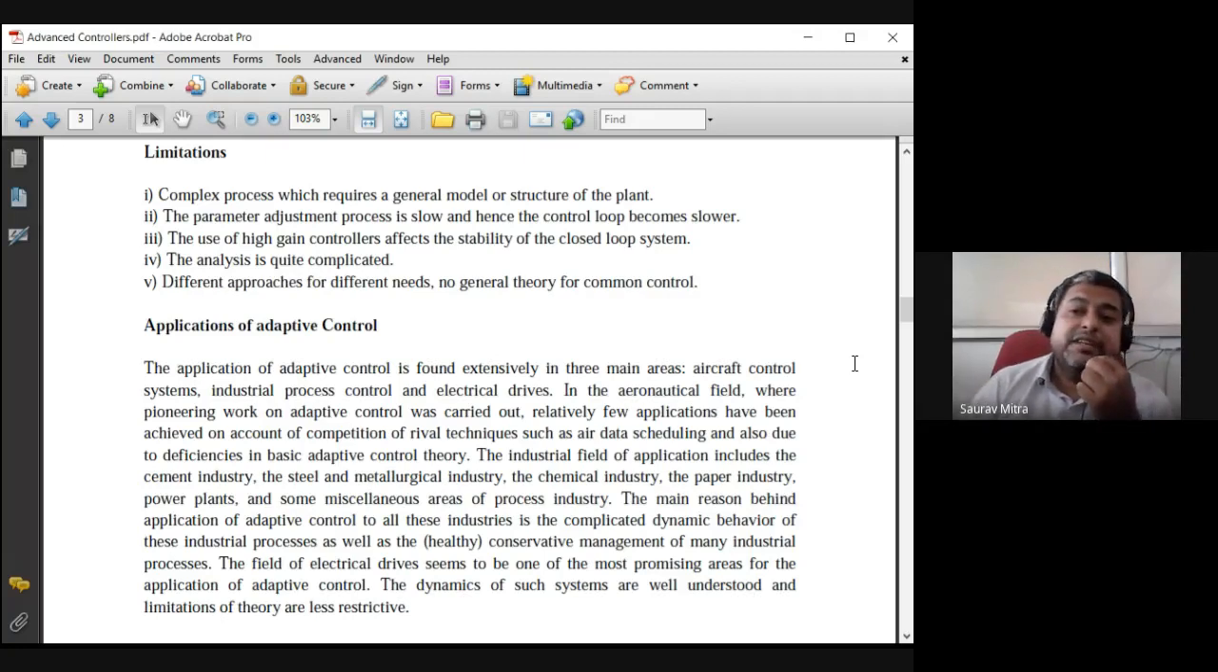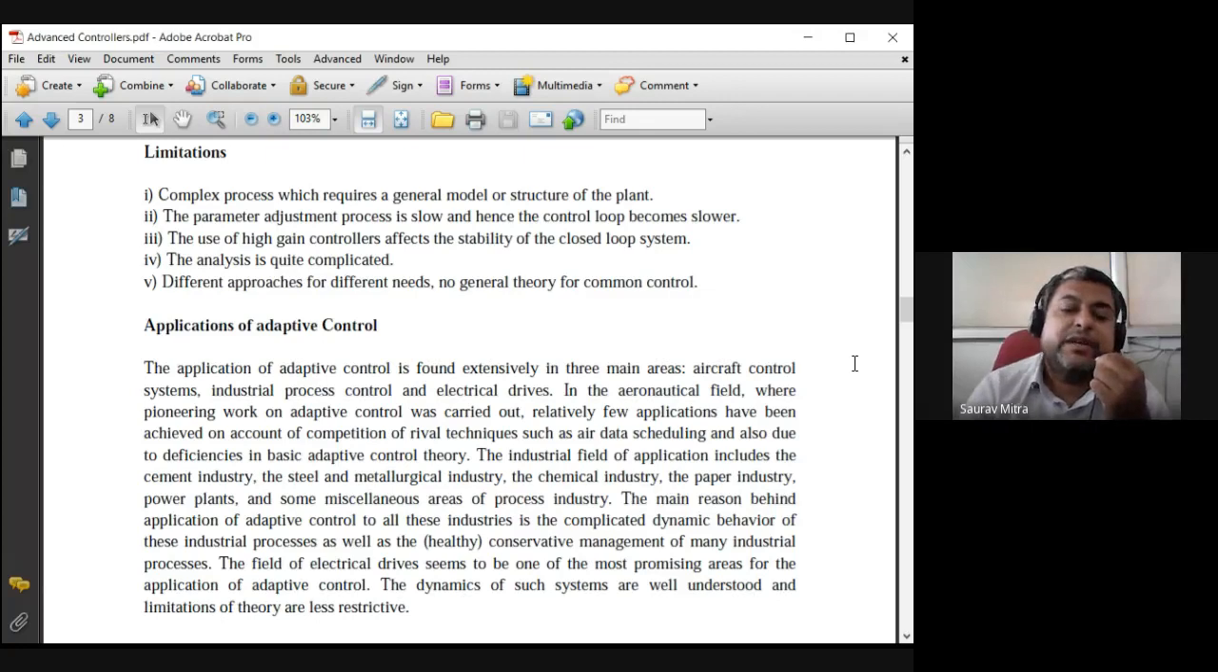So as the gain of the controller increases, the stability of the overall closed loop system decreases. That is what is told here: the use of a high gain controller affects the stability of the closed loop system. The analysis is quite complicated, so it is told to send the data to the cloud, let the analysis happen in the cloud itself, and after analysis the execution order has to come from the cloud to the vehicle, and the vehicle will be controlled accordingly.